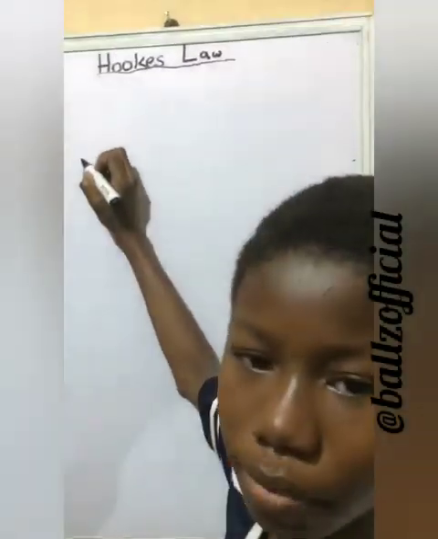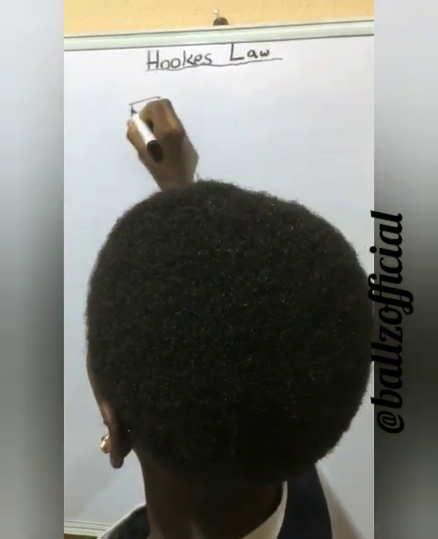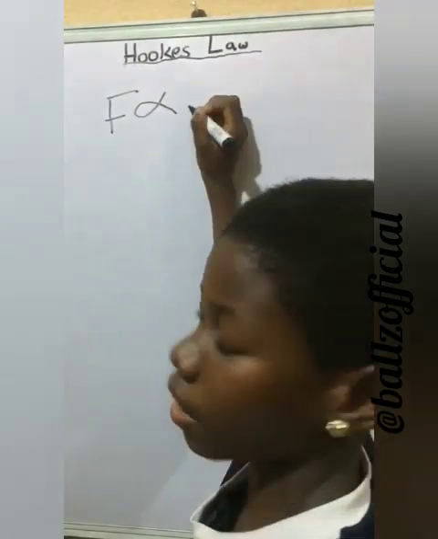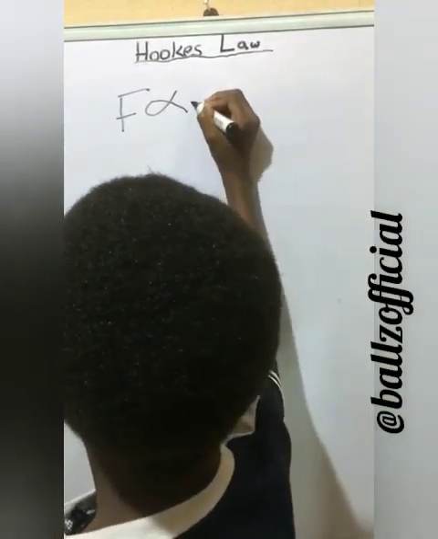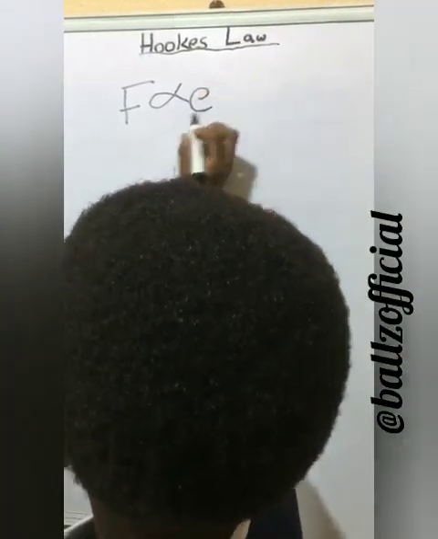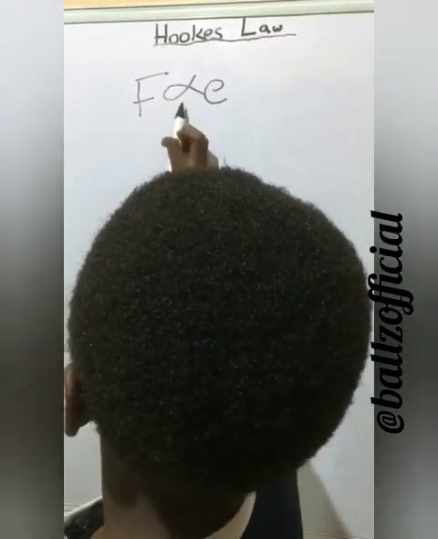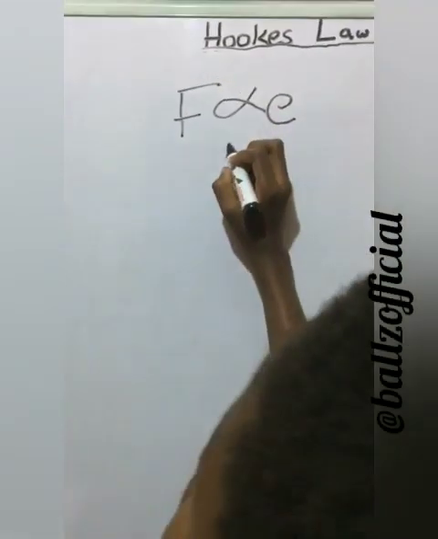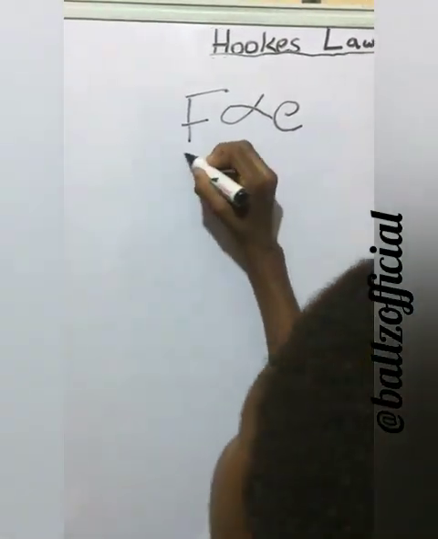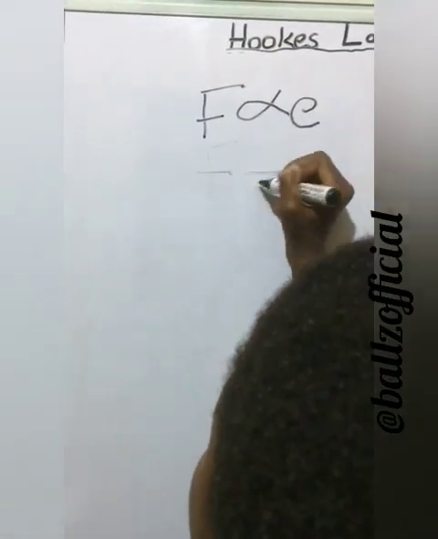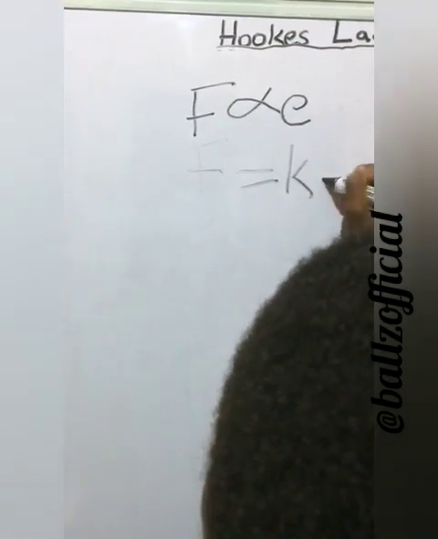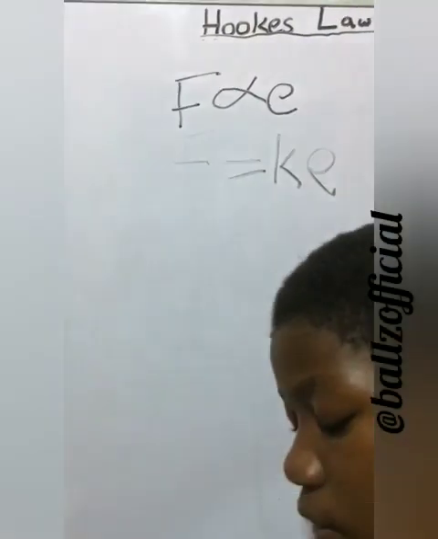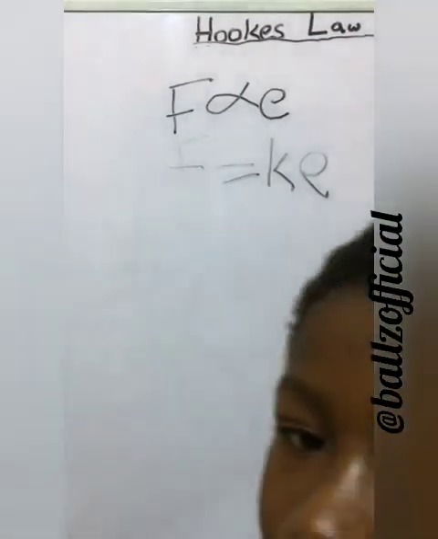The force applied on the material, take it as F, is directly proportional (that's the proportionality sign) to the extension produced by the material. Therefore, F is directly proportional to E. So to remove this proportionality sign, we are going to introduce a constant. F is equal to Ke, where K is the constant called stiffness or spring constant.